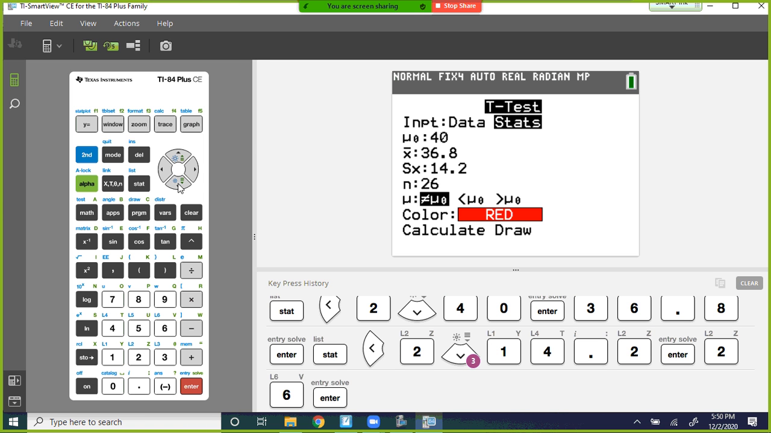Now, the comparison is two tail, left and right. And we said it was a left tail, right? So we're going to make sure we highlight it and hit enter. And then we'll go to calculate. So any questions about putting in what they gave us from the problem? Anybody?